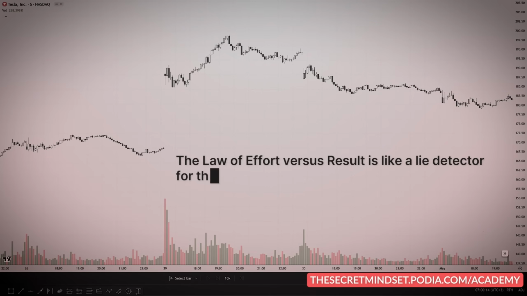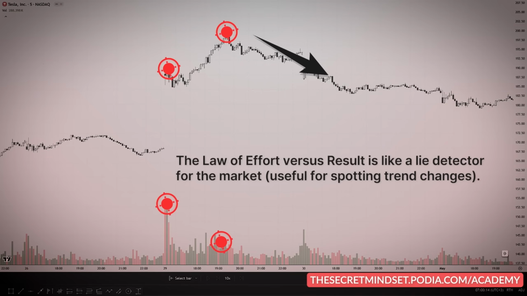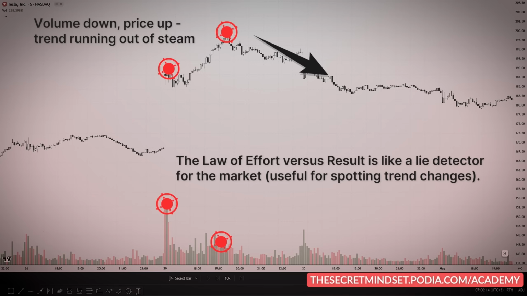The law of effort versus result is like a lie detector for the market, and is especially useful for spotting trend changes. Often before a trend changes, you'll see a mismatch between effort and result. It's like the market is trying hard to keep going in the same direction, but it's running out of steam.